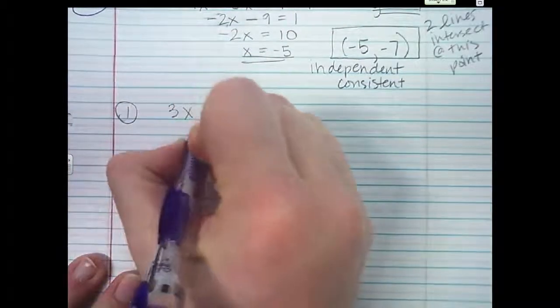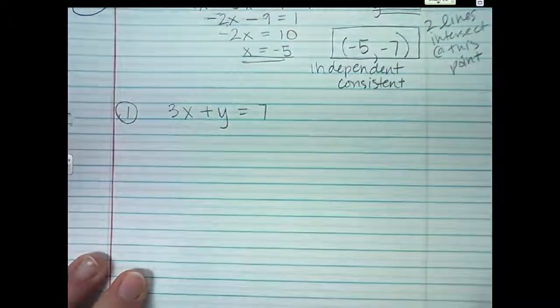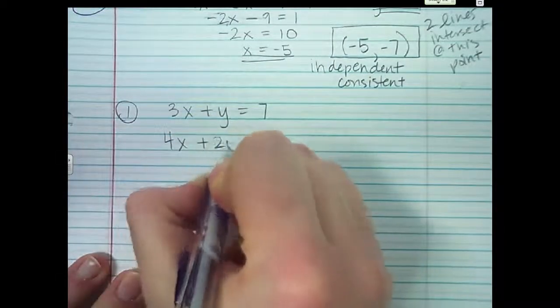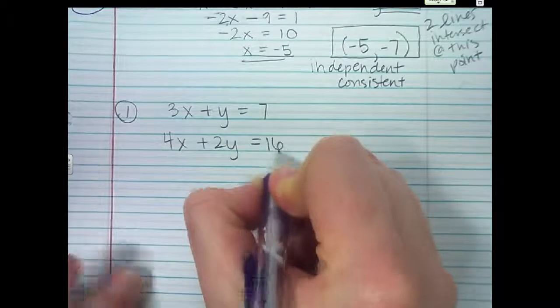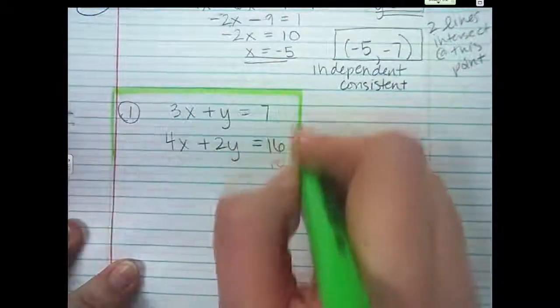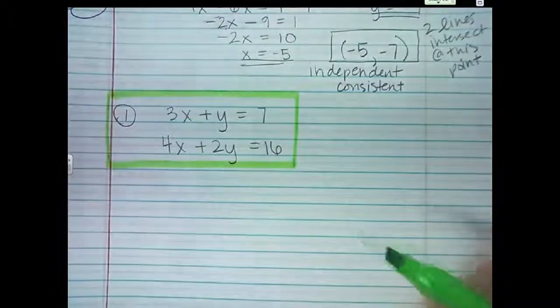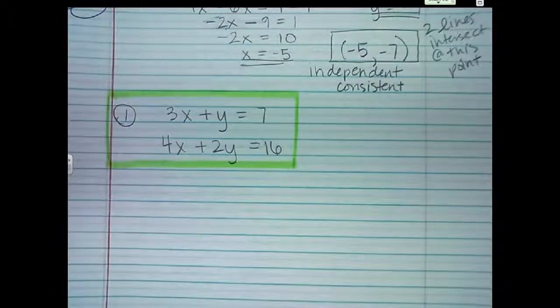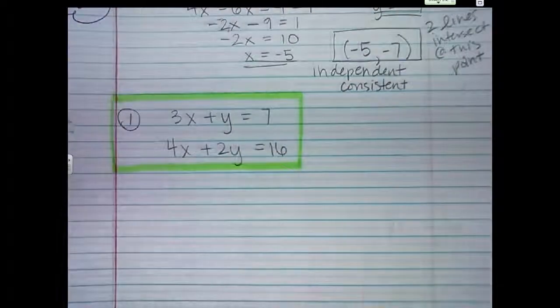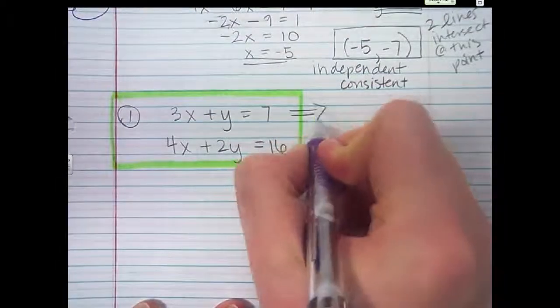3x plus y equals 7. 4x plus 2y equals 16. So we went to the top one, y by itself. You need to pick one of the equations to get either the x or y by itself. You can pick anything you want. Since that top one already has a 1y, I'm going to take this one. And I'm going to solve for y.